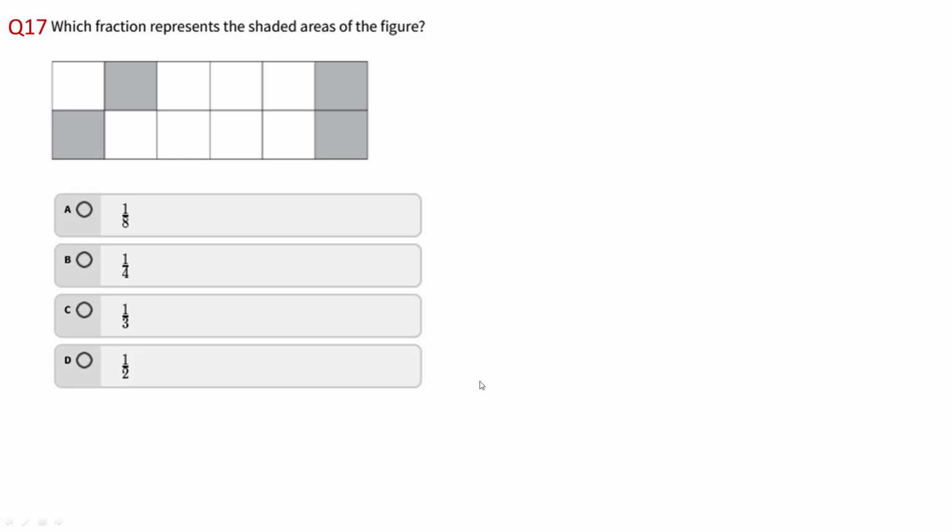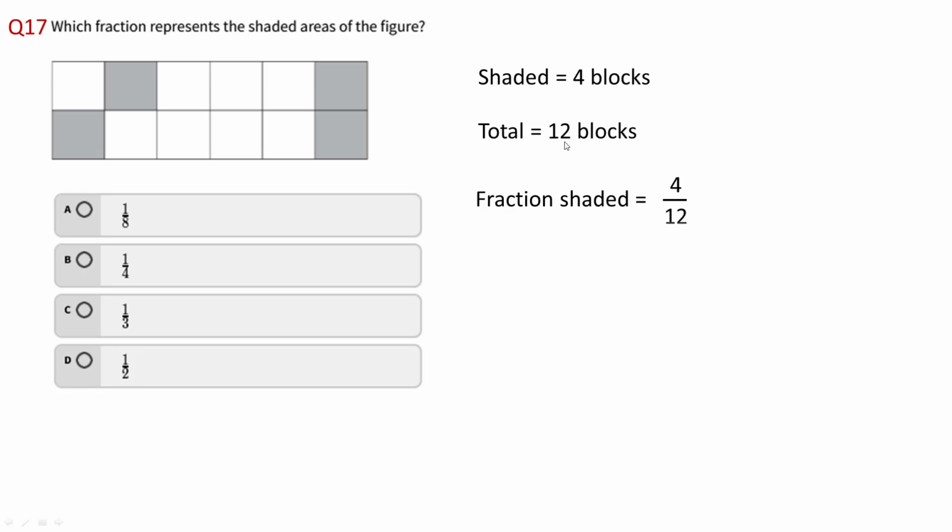Question number 17, which fraction represents the shaded areas of the figure? So notice there's 4 blocks that are shaded, and altogether there's 2, 4, 6, 8, 10. If you count them, there's 12 blocks. So the fraction that's shaded is 4 of the 12.